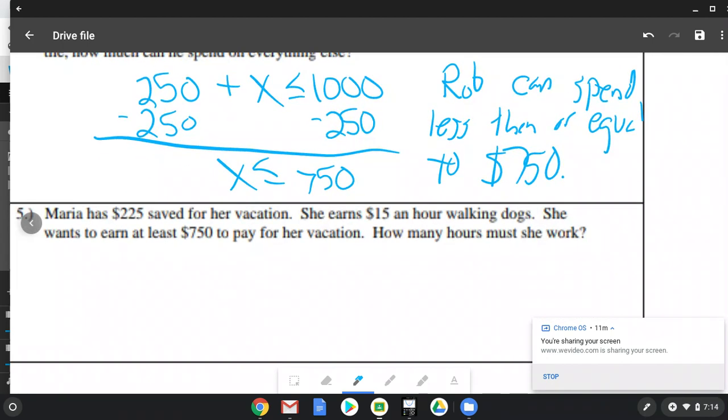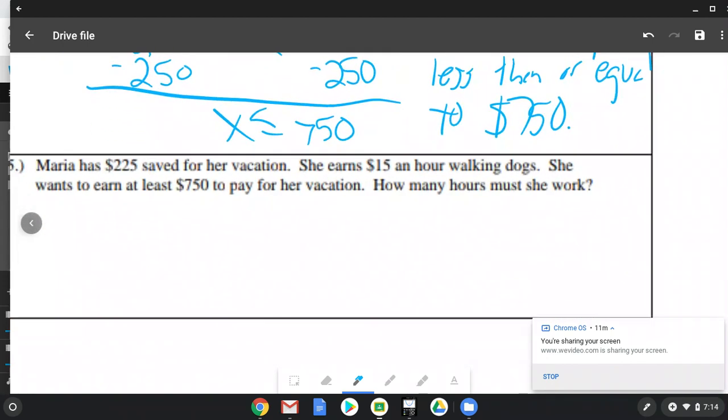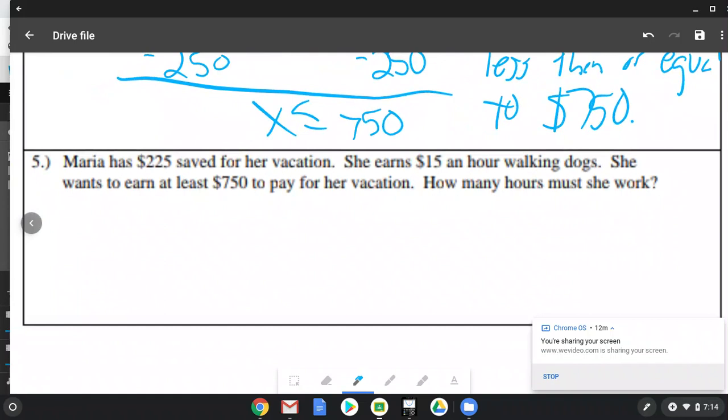And then 5 says Maria has $225 saved for her vacation. She earns $15 an hour walking dogs. She wants to earn at least $750 to pay for her vacation. How many hours must she work? So in this case, we're looking for hours, right? So I know H is my number of hours that I'm looking for. That's labeling my variable. So she wants to earn at least 750. So that's greater than or equal to 750.